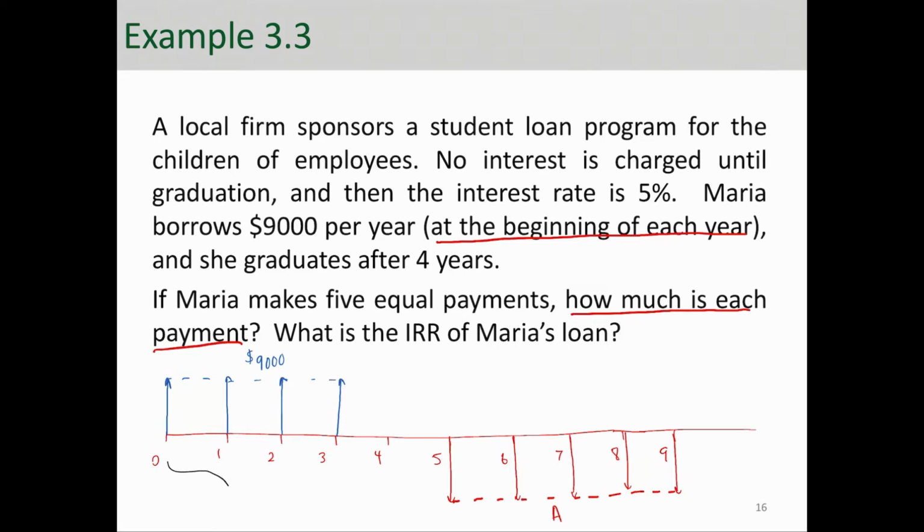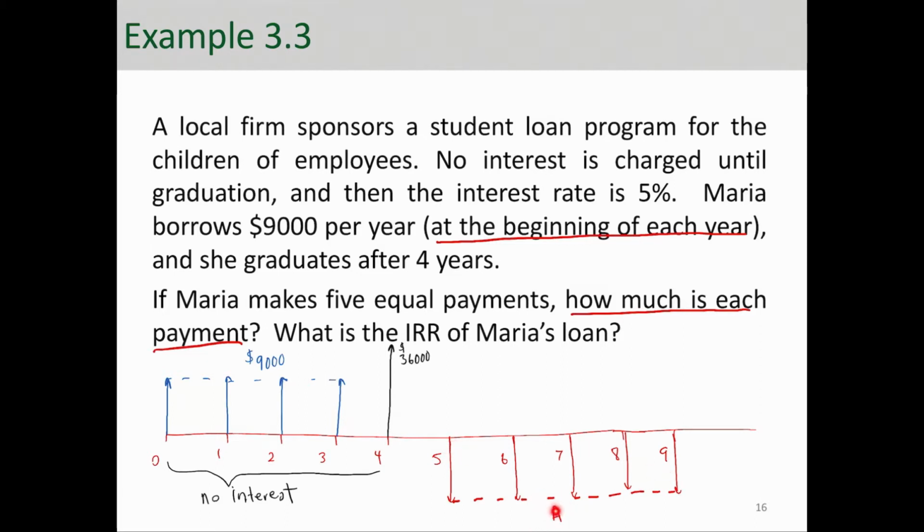Well, if there is no interest to charge in the first 4 years, what happens is all these $9,000 over 4 years are going to accumulate, and at the end of year 4, they're equivalent of $36,000, right? 4 times $9,000. And that is the amount of loan that has to be paid back. So $36,000 here, and starting from year 5, you're paying them back.